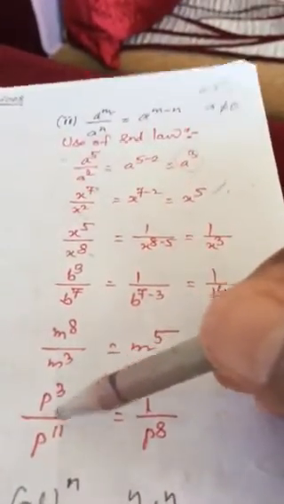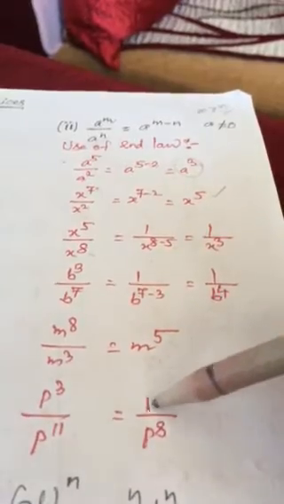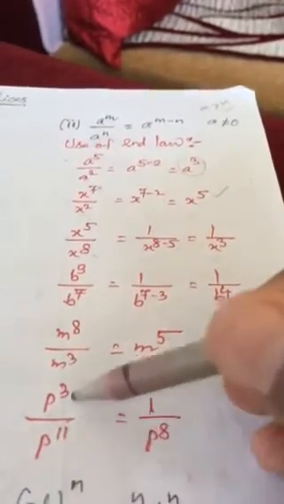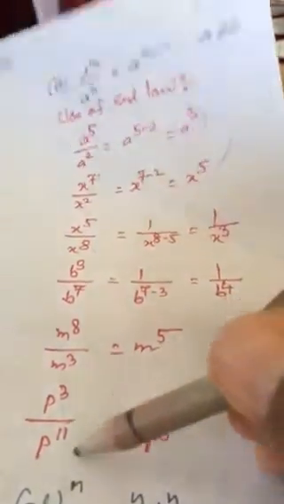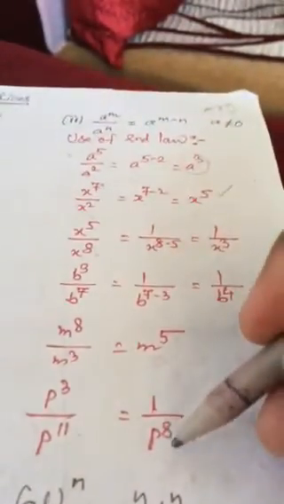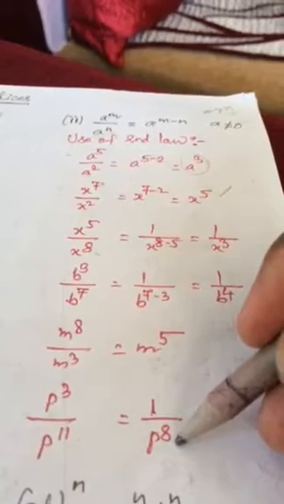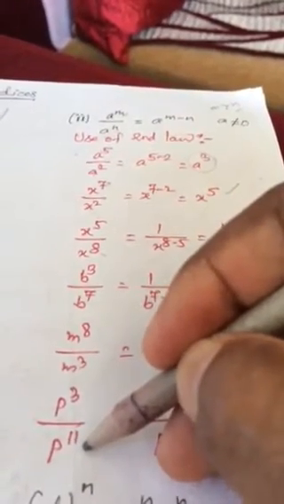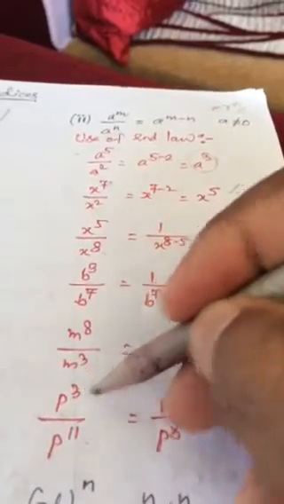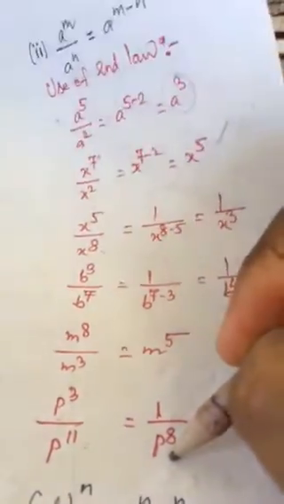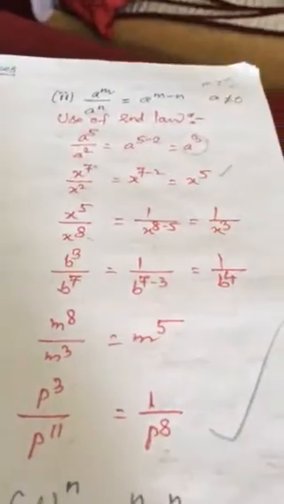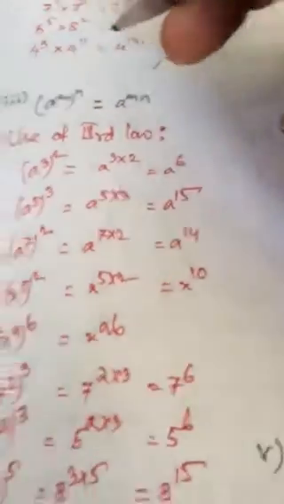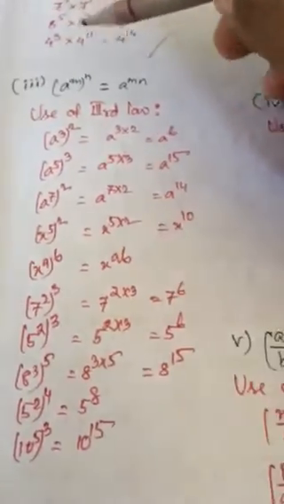Now p to the power 3 divided by p to the power 11, it is 1 by p to the power 8, 11 minus 3. You try to understand where the power is more. In the denominator there is more power, so from 11 you subtract 3 and write it in the denominator only. This is how to use the second law of indices. Now I will teach you the third law of indices.